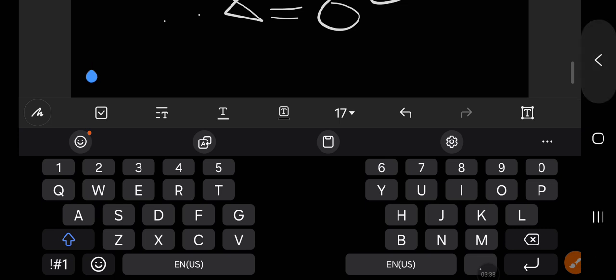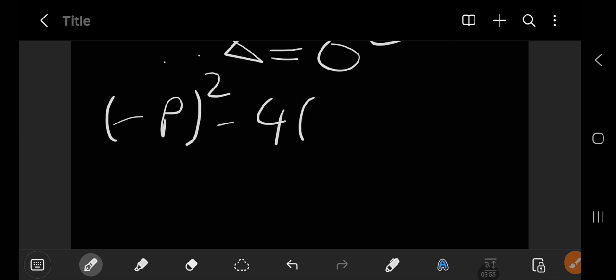So we're going to say that where we see b, we're basically going to put negative p, because then we substituted, right? We rearranged, we put it in standard form. So it becomes negative p squared minus 4 into a. A in this case is 1 from the equation. And then our c is going to be p plus 3.